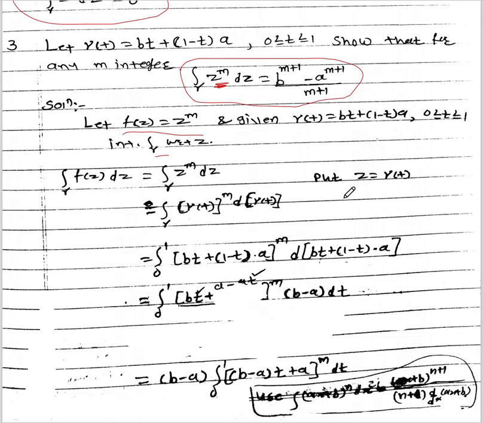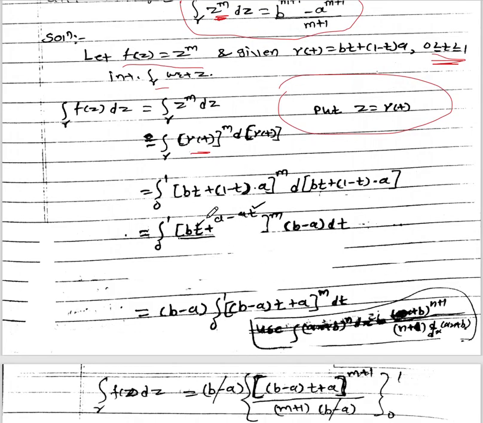Okay. Now we will put z equal to gamma(t), because z transfers to the curve gamma(t). So the integral over gamma of t to the power m times the derivative of gamma(t). Okay. So what is gamma(t)? We have given gamma(t) is bt plus (1 minus t) a. So put the values of gamma(t), and the limits will transfer from 0 to 2 pi to 0 to 1. So (bt plus (1 minus t) a) to the power m, times the derivative of bt plus (1 minus t) a.